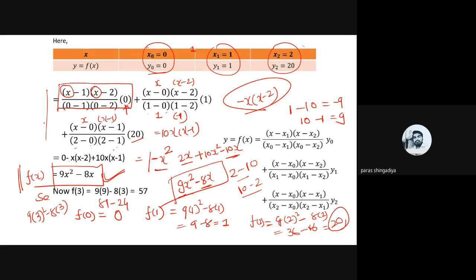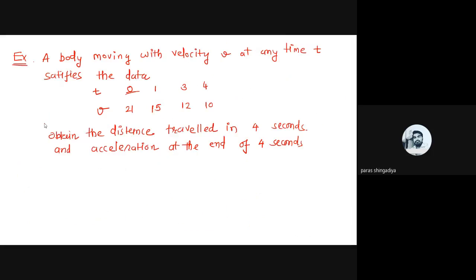Okay, and now in this next one, there is one application based question here, and we'll solve it by using the Lagrange interpolation technique. So the data is that a body is moving with the velocity v at any time t. Body means you can consider any concept here, any car, any bike, any instrument. Right now I consider a body. The body is moving with the velocity v at any time t.